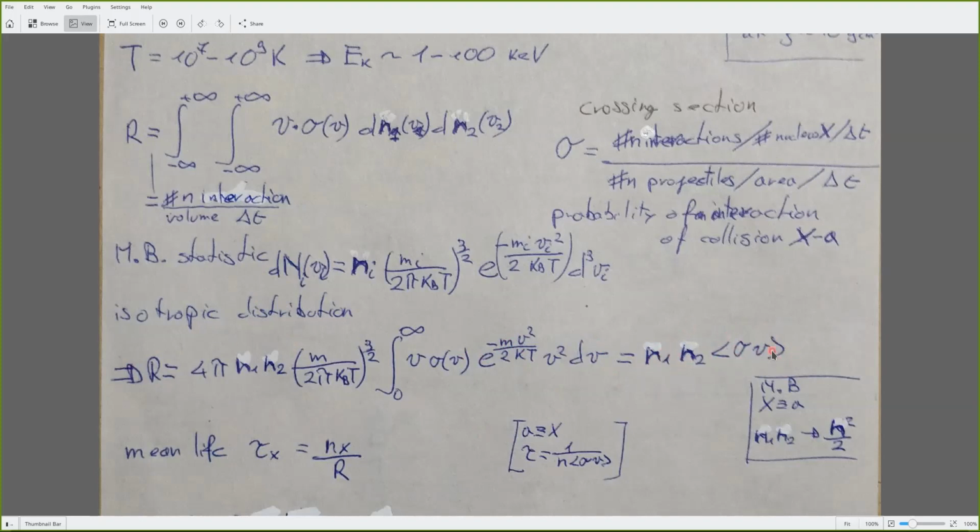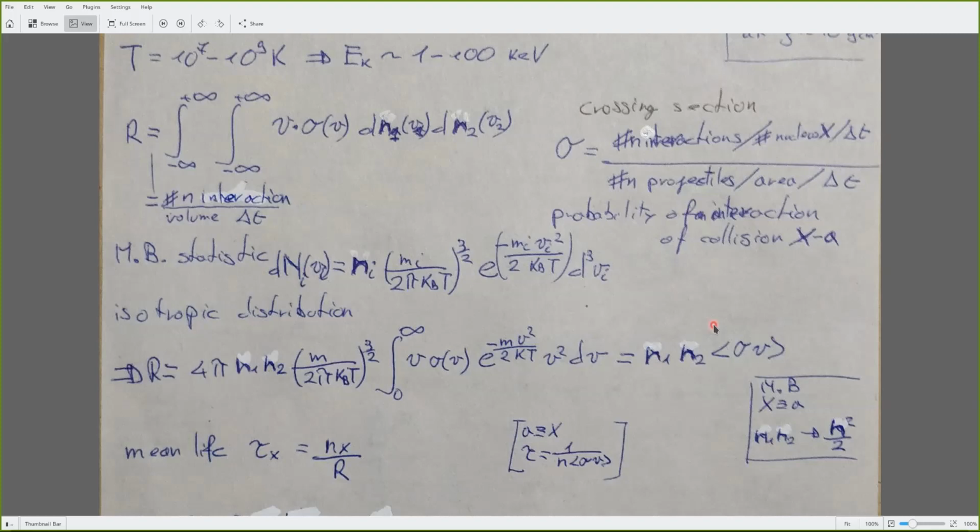These are the three main characteristics of the nuclear reaction. It's how many particles you have: the denser, the more interaction reactions you have. The higher the velocity, the easier it is to have more interactions, because for each unit of time you have more particles passing nearby the target particle. And then the cross section, which indicates the probability of interaction.